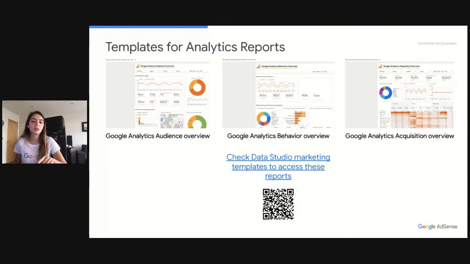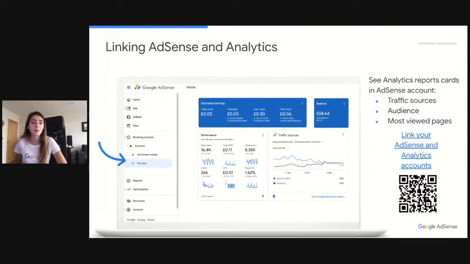And we have introduced a QR code and the link here, so you can go ahead and see templates that you can use with Data Studio. This is purely for analytics. Again, there's a possibility to link your Google AdSense and your Google Analytics, which gives you the possibility to check both metrics and both reports in each product.